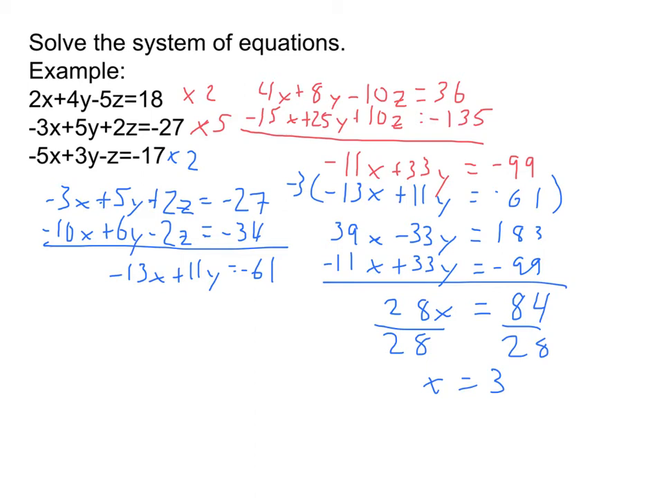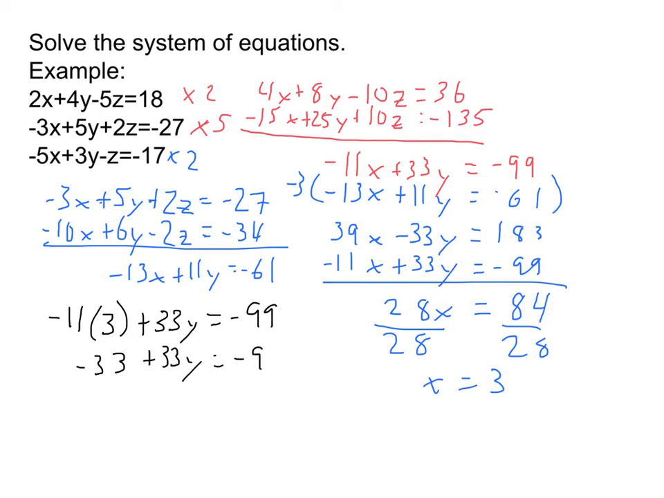So that would be negative 11, we know x is 3. Maybe I'll do this in a new color so we know I'm on a new step here. Negative 11 times 3 plus 33y equals negative 99. So that's negative 33 plus 33y equals negative 99.